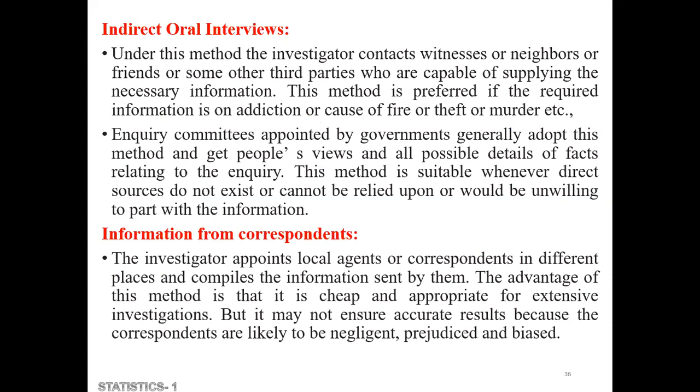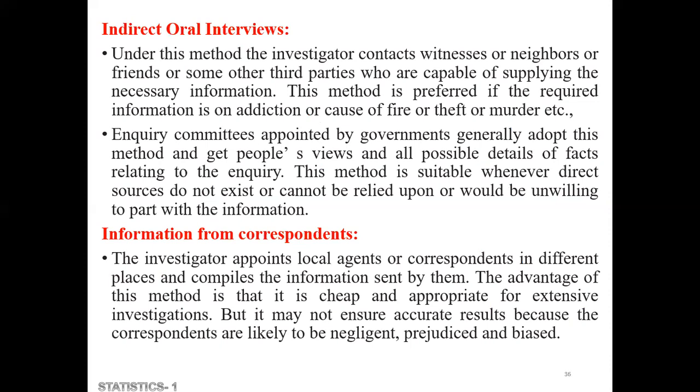So, indirect oral interview, this is another method. Under this method, the investigator contacts the witness or neighbors or friends or some other third parties who are capable of supplying necessary information. This method is preferred if the required information is on the origin or cause of fire or theft or murder. So in an indirect oral interview, I may collect the data from a third party.